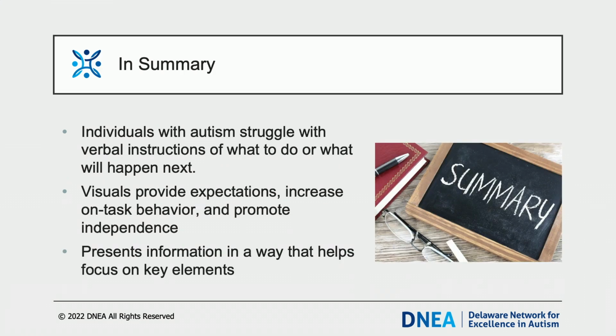In summary, autistic individuals struggle with verbal instructions and specific steps that lead to knowing what will happen next. Visuals provide expectations, help increase on-task behavior, and promote independence. Visual supports present information in a way that helps the individual focus on key elements that will help them succeed.